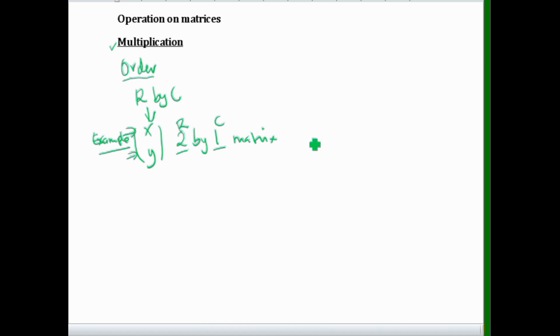Now, let's look at another one here. This is x, y, z. Now, this one here is a 3 by 1 matrix. Why? Because the number of rows are 1, 2, 3. 3 rows here, and there is only 1 column.